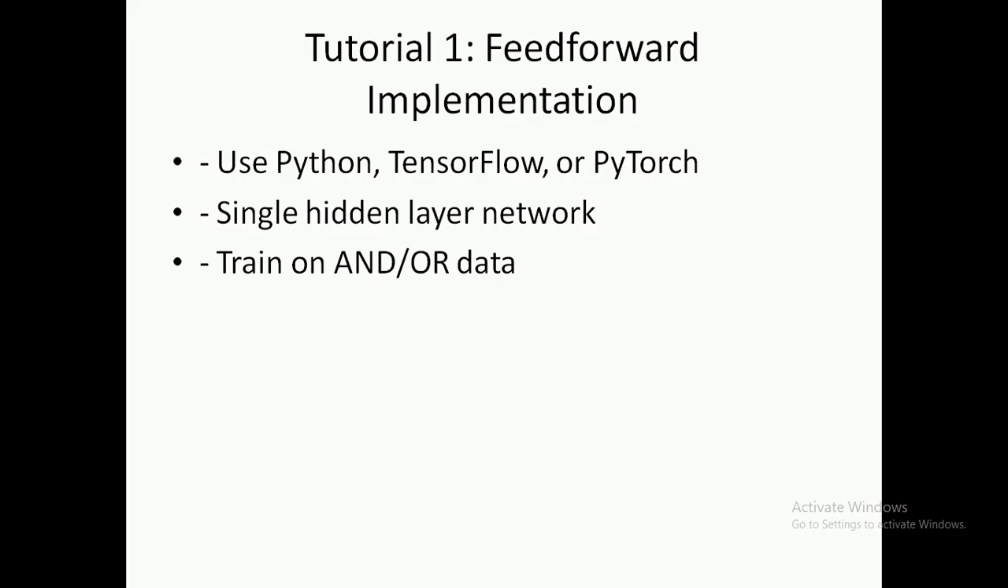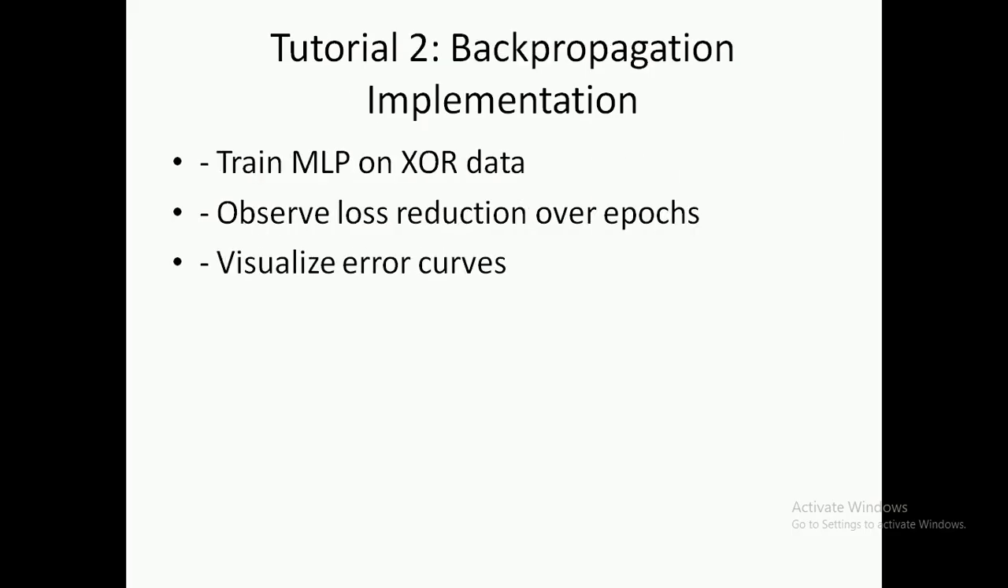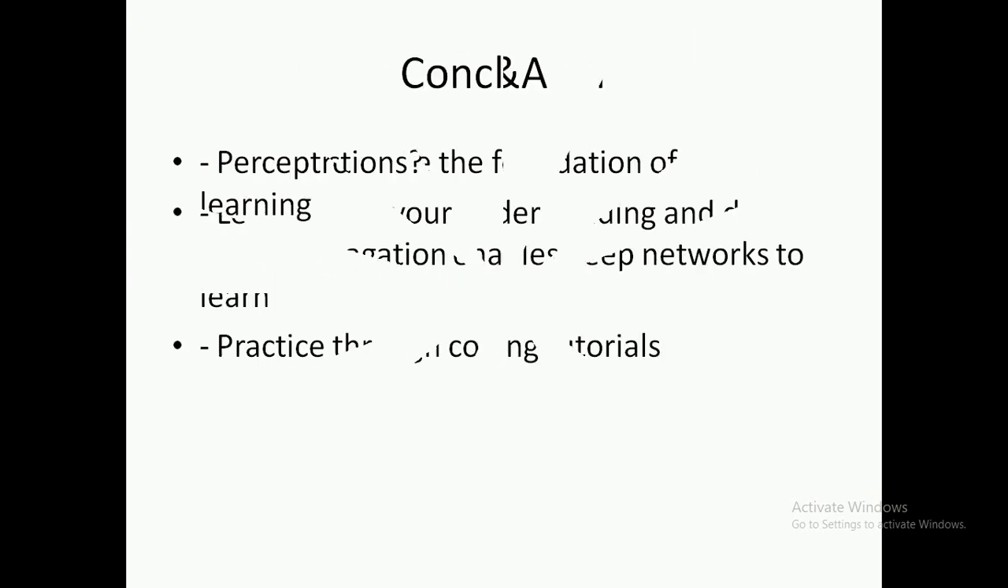Tutorial 1. Implement a feed-forward network. Use Python, or TensorFlow/PyTorch. Simple network with one hidden layer. Train on linearly separable data, for example AND. Tutorial 2. Implement backpropagation. Extend the previous network. Train it on XOR data. Show how loss reduces over epochs.